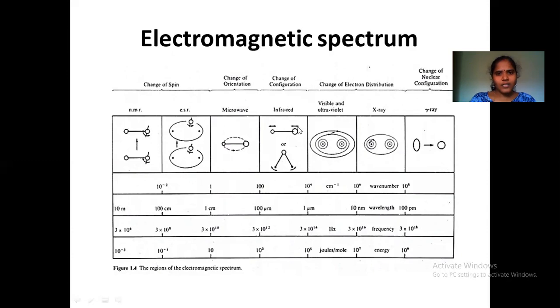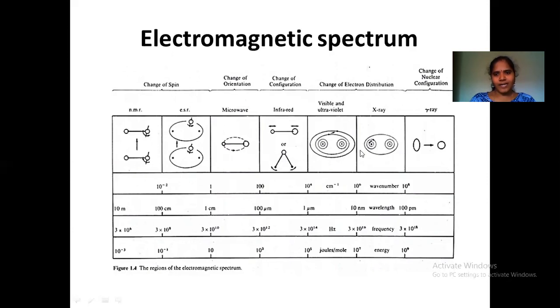And another radiation is infrared. The infrared radiation can transform a molecule from the lower vibrational level to the higher vibrational level. So the molecule will undergo more vibrations. It can be a compression or stretching or bending. That type of transitions can be observed in a molecule when it is irradiated with IR.